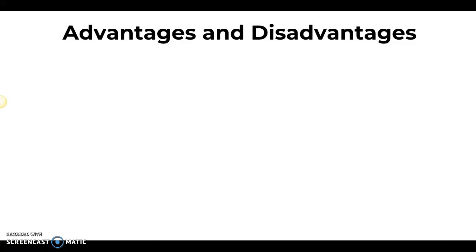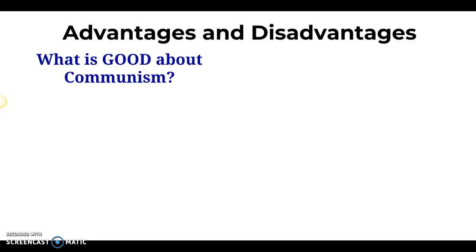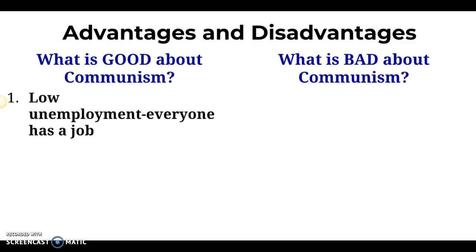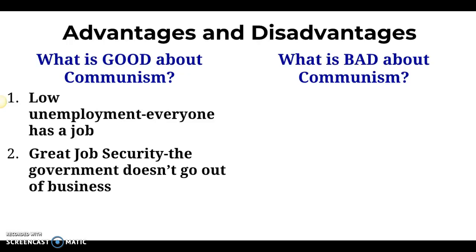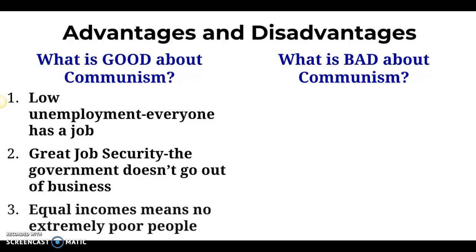So what are some advantages and disadvantages of a centrally planned economy? Well, the good thing is that there's low unemployment because everyone has a job. The government makes sure of that. It's not like you're going to lose your job because the government's not going to go out of business. There's equal pay, in theory. And the healthcare system is pretty good in communist countries for the most part.